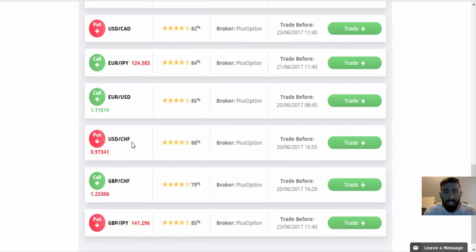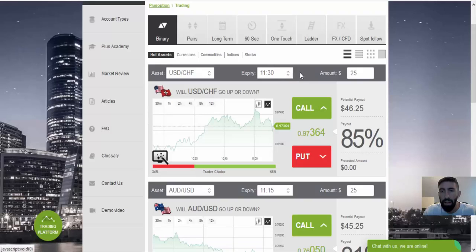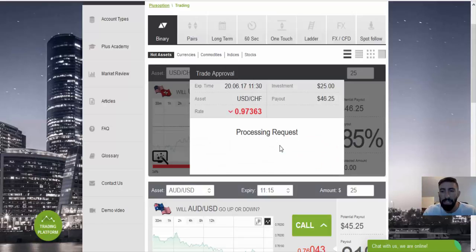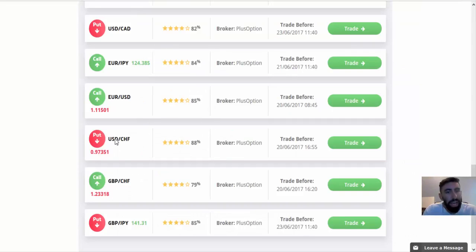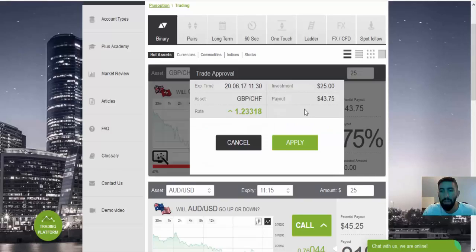Let's do the USD for a put. All right, so this trade will be expiring at 11:30 GMT, so let's confirm that trade. Approve it. And we have one more trade available for us. Let's do the GBP CHF. This will be for a call position. All right, so this trade will expire at 11:30 GMT. Approve it.